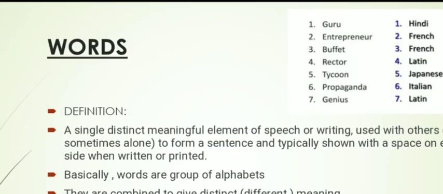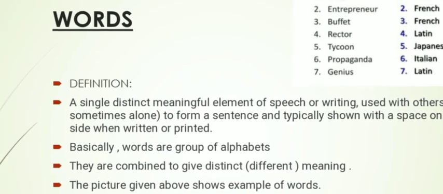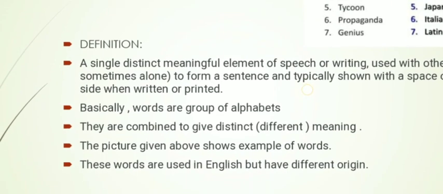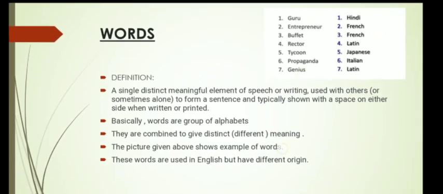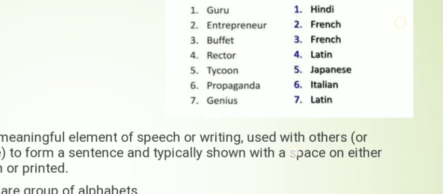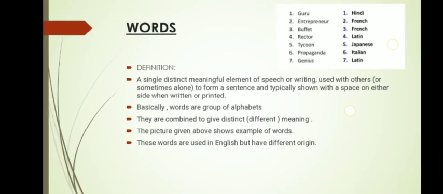Now we have seen words are a combination of alphabets. A word is a single distinct, full and meaningful element of speech. It is a distinct and meaningful element of speech or even writing. Not only speaking, also of writing. It has a specific meaning. These are combined to give special meaning. In the picture above, we have also seen that these are words used in English, but they have different origins.